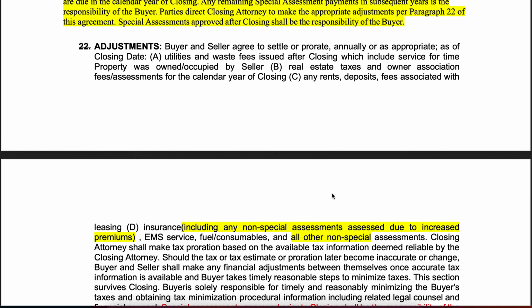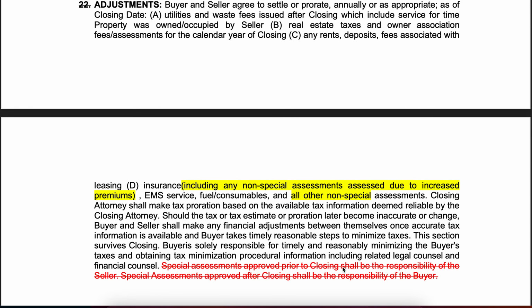And then in paragraph 22, what we did is we removed the special assessment language that we currently have because we've now moved that up. And we're also giving a little explanation on some of the other items. You'll see here on D, we've been getting a lot of calls about insurance. Is an insurance assessment handled under special assessments? Is that handled through HOA assessments, or is that insurance?